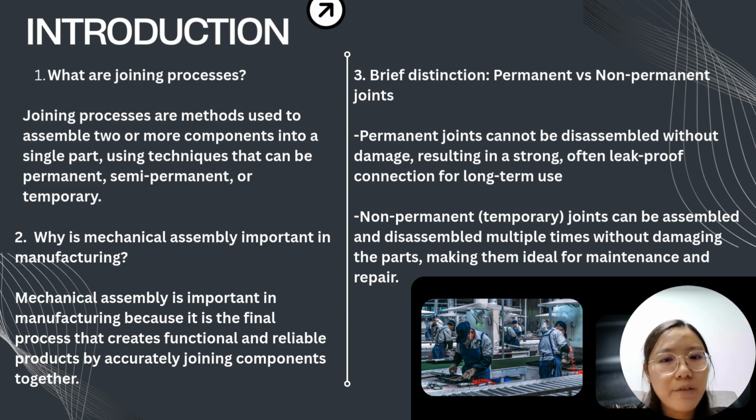And let me brief a little bit on the permanent and non-permanent. Permanent joints cannot be disassembled without damage, resulting in a strong, often leak-proof connection for long-term use. Non-permanent joints can be assembled and disassembled multiple times without damaging the part, making them ideal for maintenance and repair.